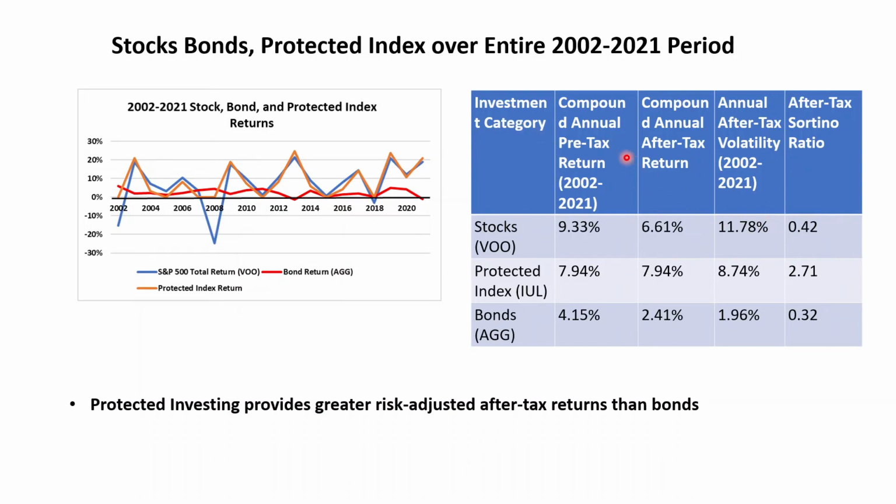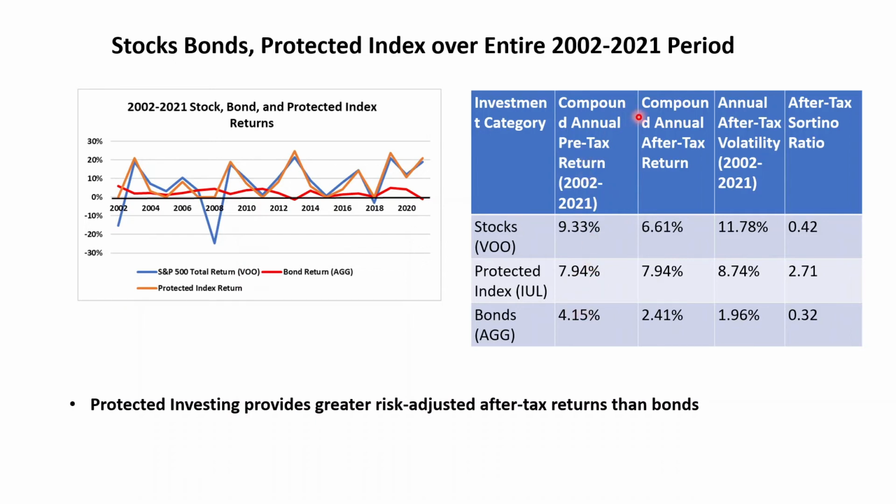So this table should be familiar. We looked at it on a pre-tax basis on the previous slides, where we have stocks, which is the VU. That's the benchmark. The protected index is the IUL, and then bonds, we're using the AG. We're going to look at the pre-tax return, the after-tax return, and then the after-tax volatility and after-tax Sortino ratios. So from 2002 to 2021, stocks did well. Compound annual return of 9.33. Protected index, the pre-tax return is 7.94, and bonds were 4.15.